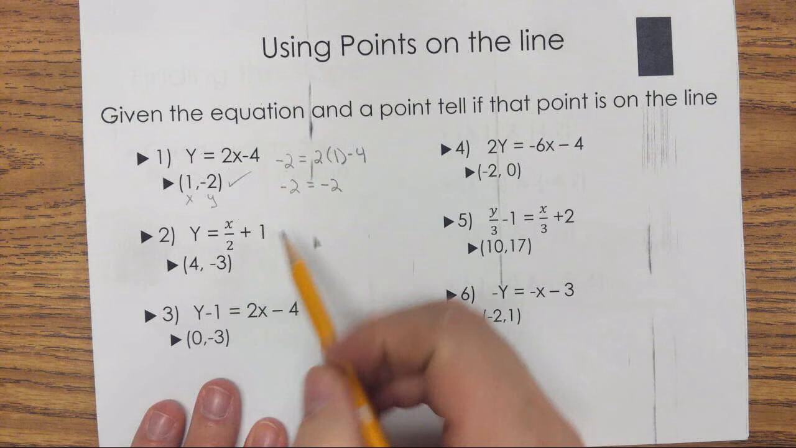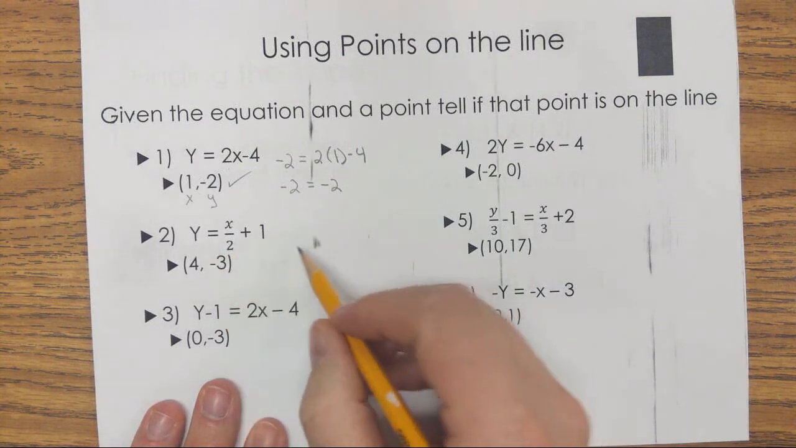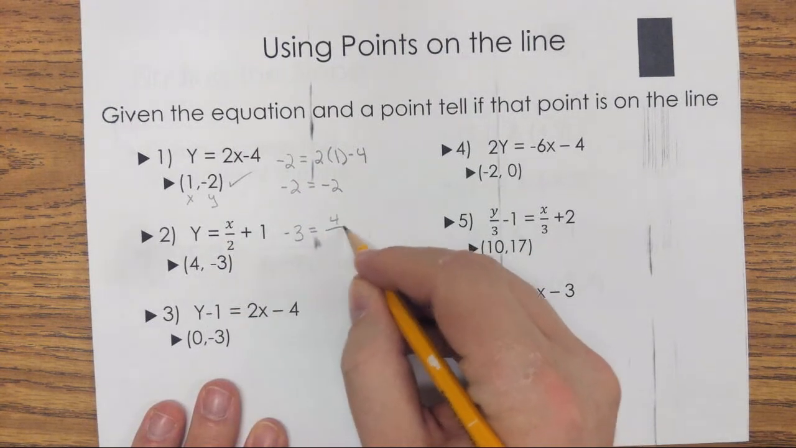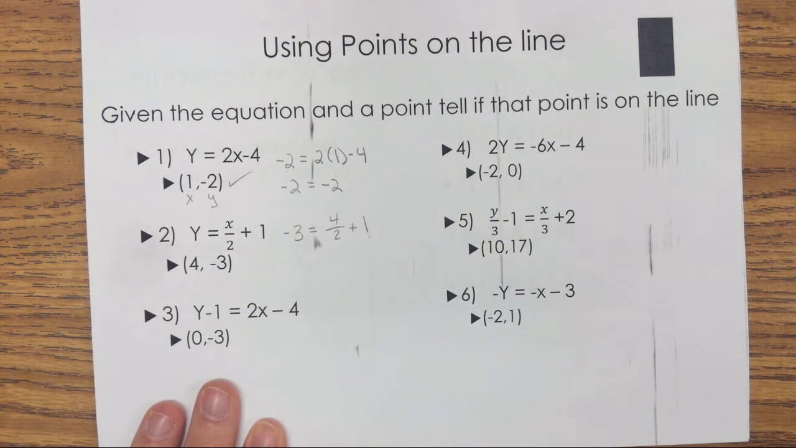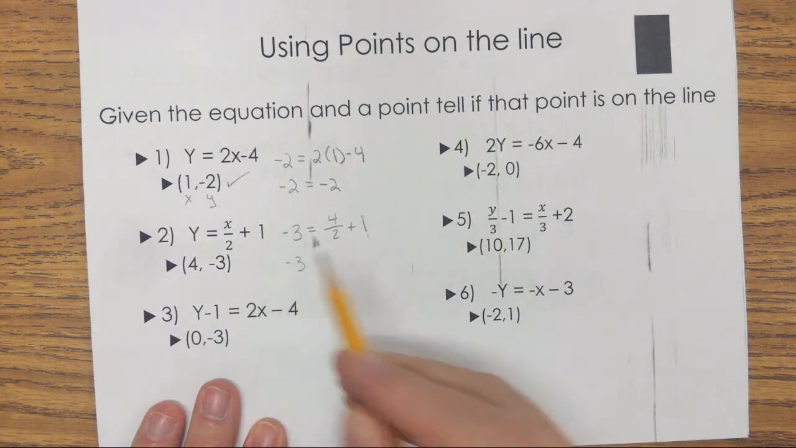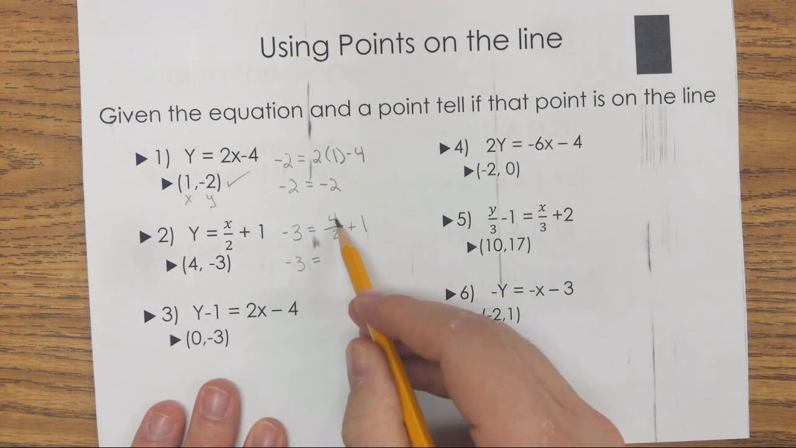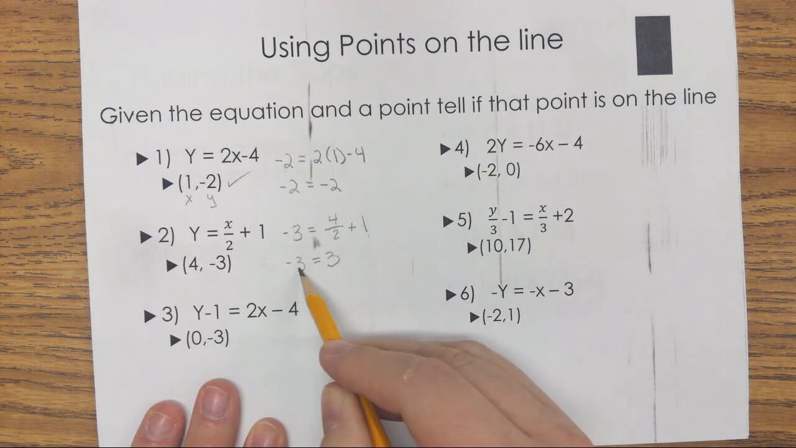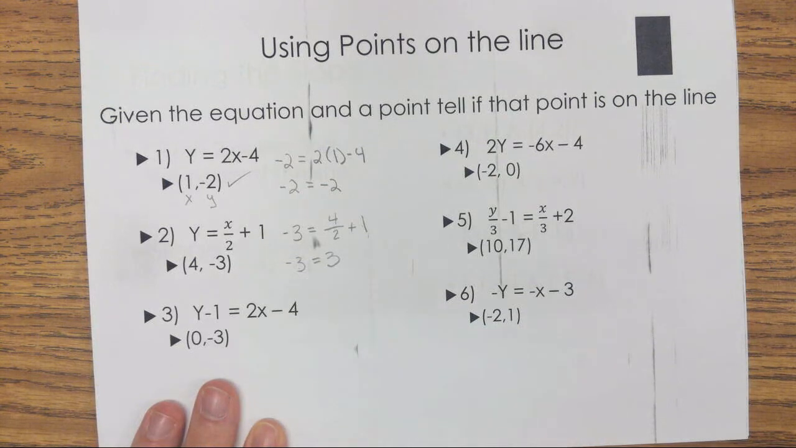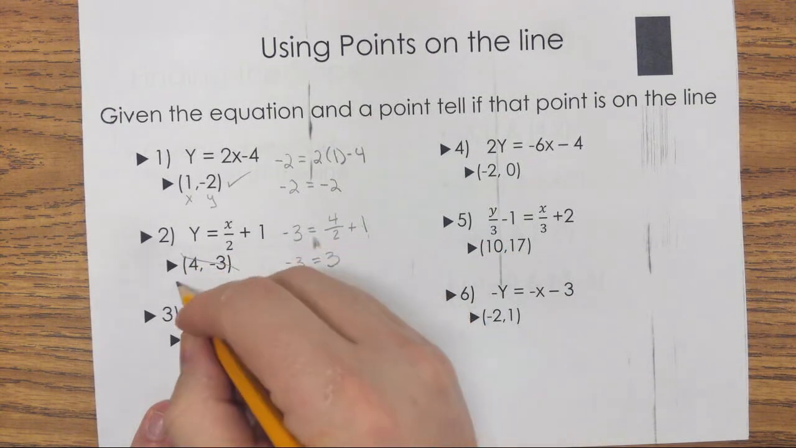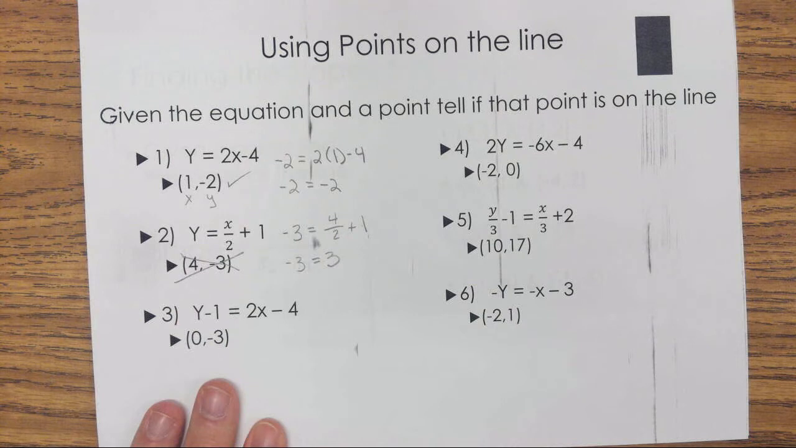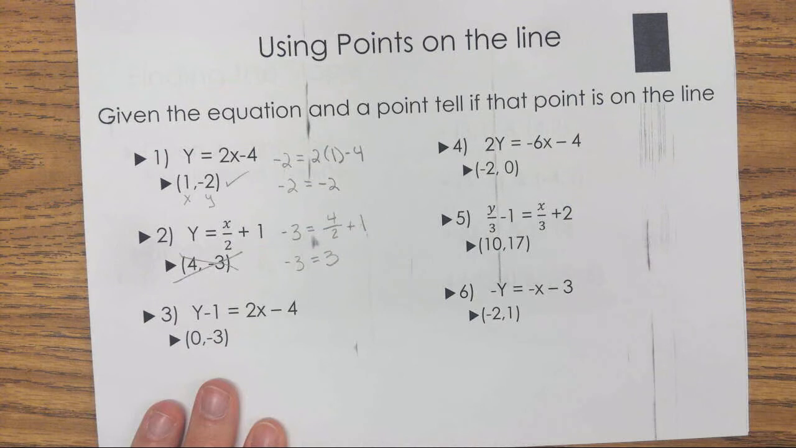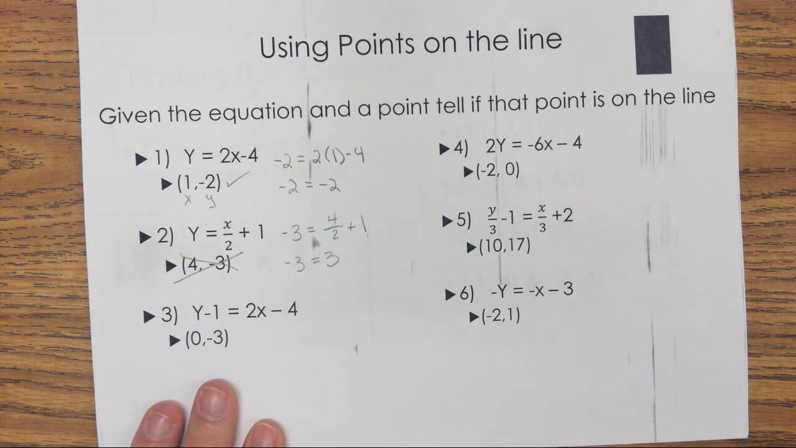Do this one right here. So I take the negative 3, plug it in for y. 4 in for x, so 4 over 2 plus 1. Got negative 3 equals 4 divided by 2 is 2 plus 1 is 3. Well, is negative 3 equal to 3? No, it's not. So this point is not on the line. You can see these will get more complicated. Look over those on your own. We'll cover them in class tomorrow.